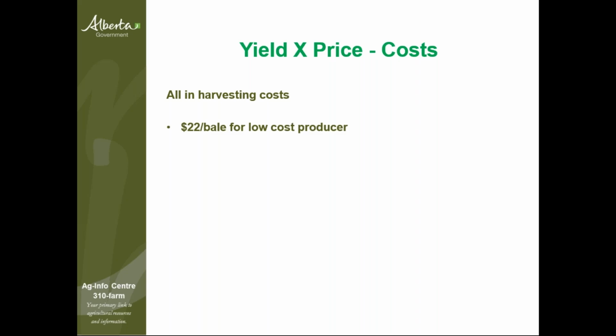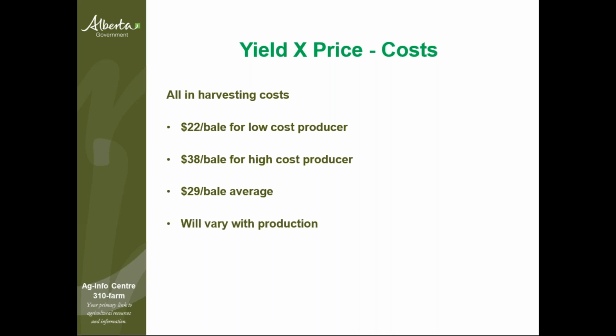Those costs are about $22 a bale. That's a 1,200 pound bale for low-cost producers, and that'll be about 3 bales to the acre, about 1.8 tons to the acre production. For the high cost producers, it'll be about $38 a bale. And on average, it's about $29 a bale.